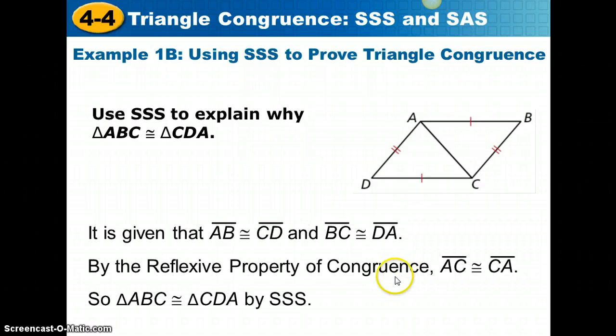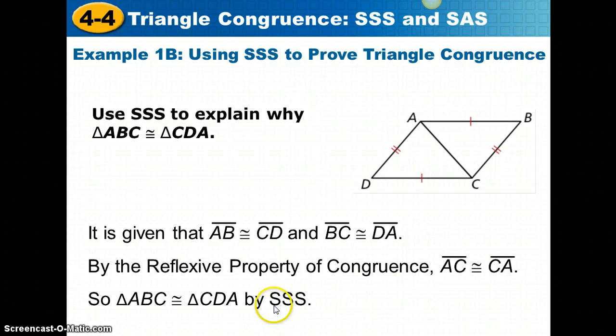Okay, this is what we should have. It's given that AB is congruent to CD and BC is congruent to DA. The top and bottom sides are congruent. The left and right sides are congruent. By the reflexive property of congruence, again, you can write that as REFL POC. By the reflexive property of congruence, AC is congruent to CA, or if you wrote AC both times, that's okay.